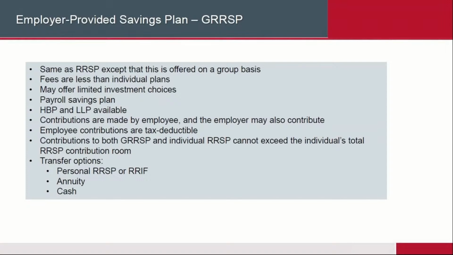You can also provide what they call a GRSP, okay? In other words, a group RRSP. So you can buy an RRSP on an individual basis, but if your employer is prepared to make the deduction from your paycheck, you can actually group it. So it's the same as an RSP, except that it's offered on a group basis. The fees are going to be less because, again, the cost is spread out among more people. So therefore, we can reduce the cost of putting these plans together.